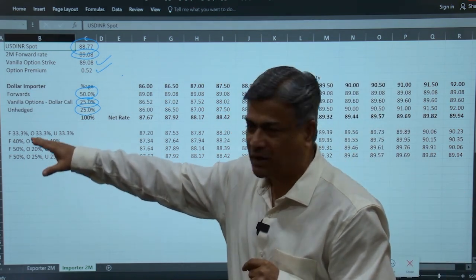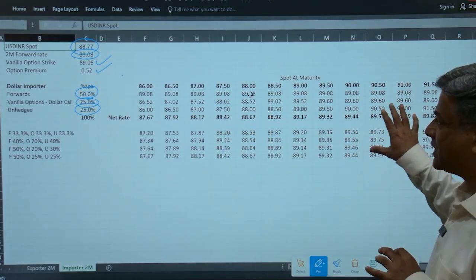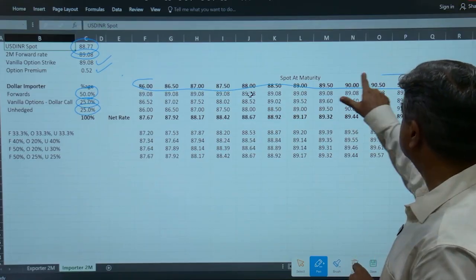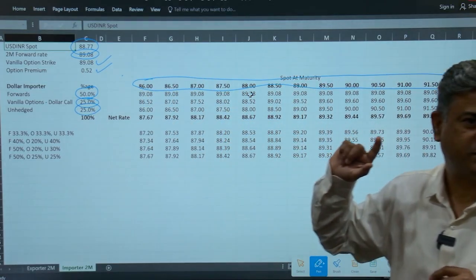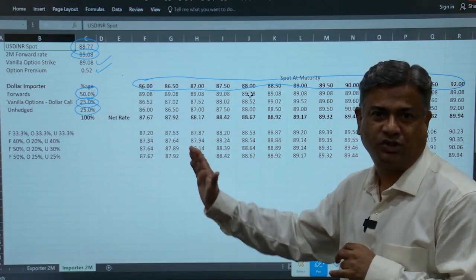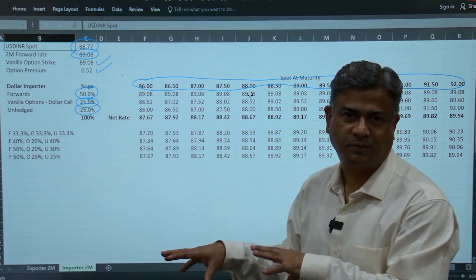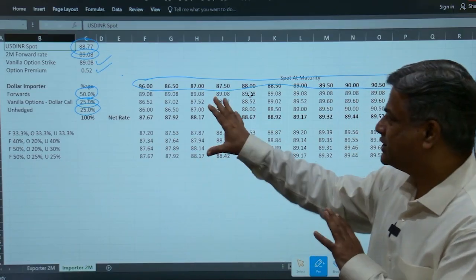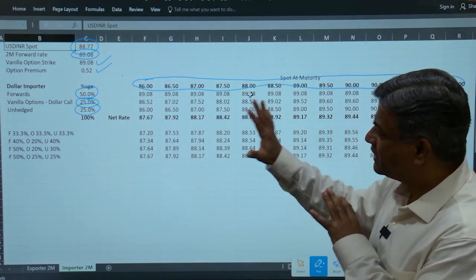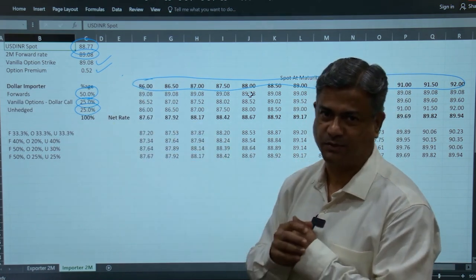Here I have put multiple combinations, you can have a look, and this is the payoff profile. Remember, this is the spot at maturity. The first line here is the spot at maturity. At different spots at maturity, how will each of my combinations of forwards, options and unhedged positions work out? Let us look into slightly greater detail. Here, 50% forwards, 25% vanilla options and 25% unhedged positions.